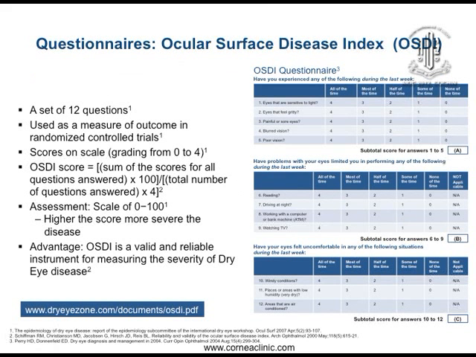So what do we use in clinical practice? There is a very nice questionnaire, which is called the Ocular Surface Disease Index, a set of 12 questions which are basically related to dry eye. Patients can be given this when they present at the clinic, and they score on a grade from 0 to 4. And the sum of all those questions answered divided by the total number of questions answered gives you a value between 0 to 100. The higher the score, the more severe the disease. This can be given when you see the patient. Again, when the patient on therapy comes back for follow-up, if you give the same questionnaire, you can assess whether the patient is getting better or worse. This can even be downloaded from this address.